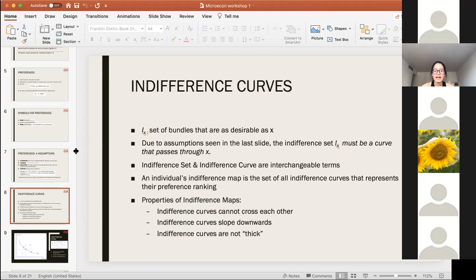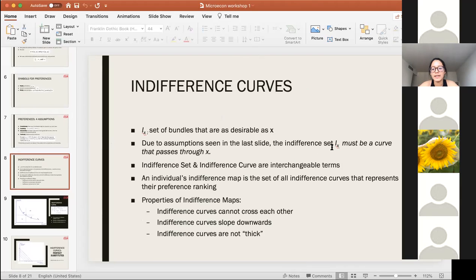So now I'm going to go through indifference curves. We denote it with an italicized I with an X at the bottom. This is a set of bundles that are as desirable as X.